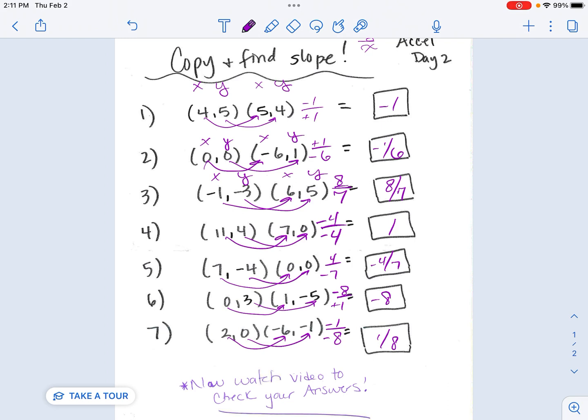Okay, there is a completely separate video, unfortunately, for slope of a line day 2 that you will now do with the next video that you will find in Canvas.